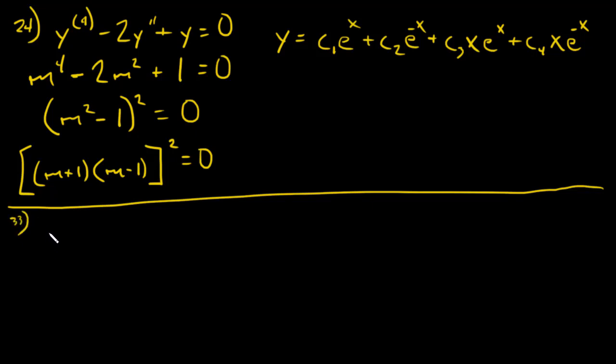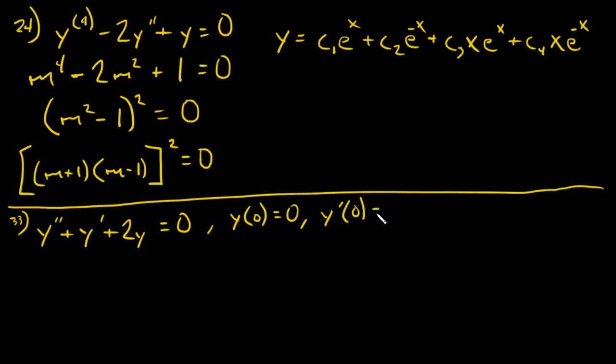We have y double prime plus y prime plus 2y equals 0. And we have initial conditions. We have y at 0 is 0. Always love that initial condition. And y prime at 0 is 0. It's also a nice one to work with. So what do I have here? Well, my auxiliary is going to be m squared plus m plus 2 equals 0.